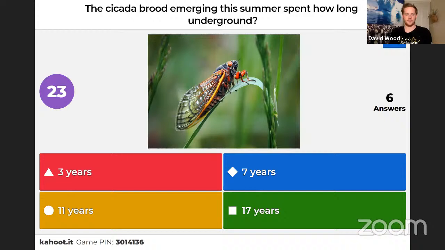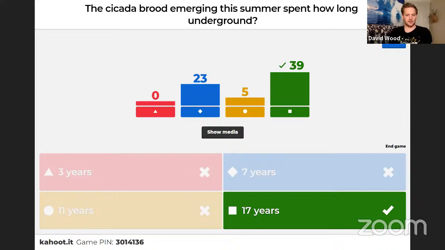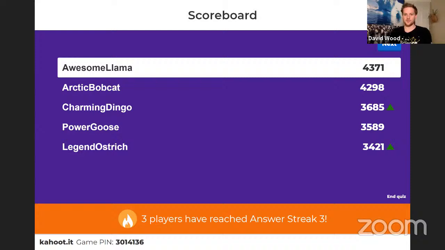So the larva have spent a significant amount of time underground, and it's periodical, as you can tell from the name. This cicada brood, how long have they spent underground? 3, 7, 11, or 17 years. That's right, it's 17 years. Certain species come out in 13 years, some come out in 17 years, but this current brood in the eastern United States will have spent 17 years underground until they emerge, and they will be loud.